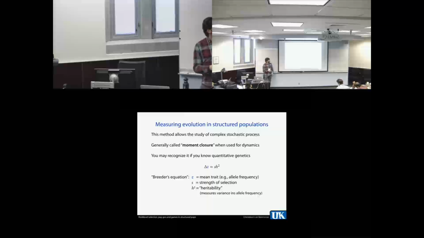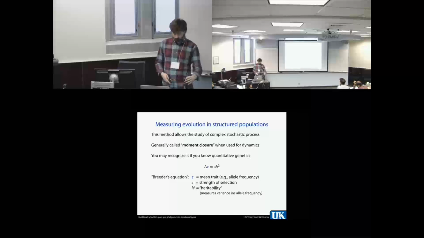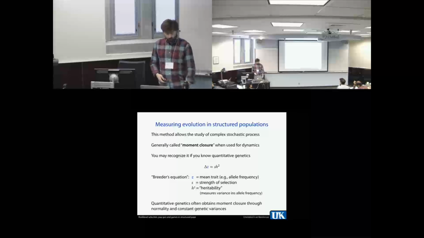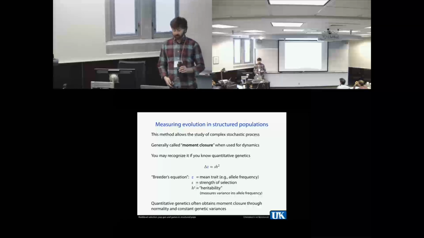So this is just saying the change in the mean is a function of the variance in the population. Often when quantitative geneticists do models, they'll just assume that variance is a constant, which allows them to make a prediction about what the change in the mean is going to do from time step to time step. That's how they get this moment closure property, by assuming that those genetic variances are constant.